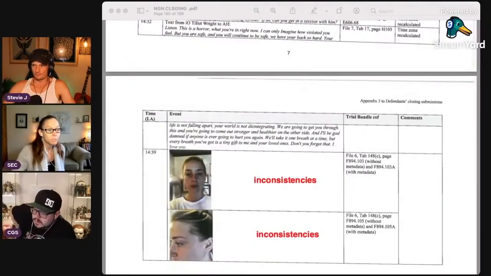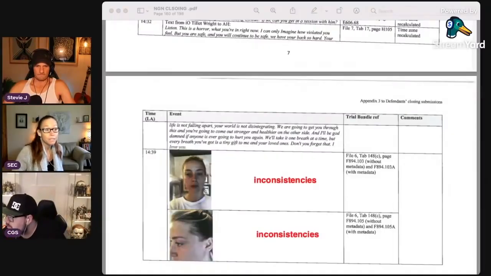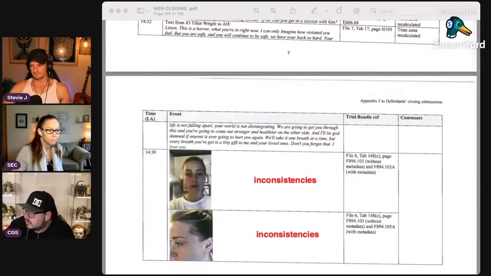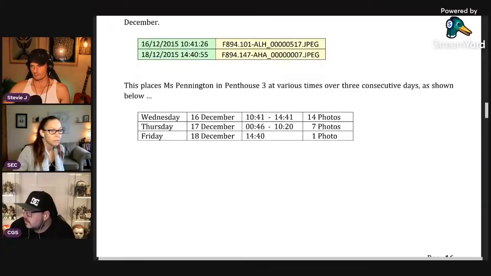From Mr. Timmy's table of the metadata times, it can be seen that the earliest of the photos, 101, was taken at 10:40 on the 16th of December. And the last, 124, was taken at 14:40, so 2:40, on the 18th of December. So what the hell is she doing, taking pictures days apart? This places Miss Pennington in Penthouse 3 at various times over the consecutive days, as shown below. So 14 photos on the Wednesday, 7 photos on the Thursday and 1 on the Friday.